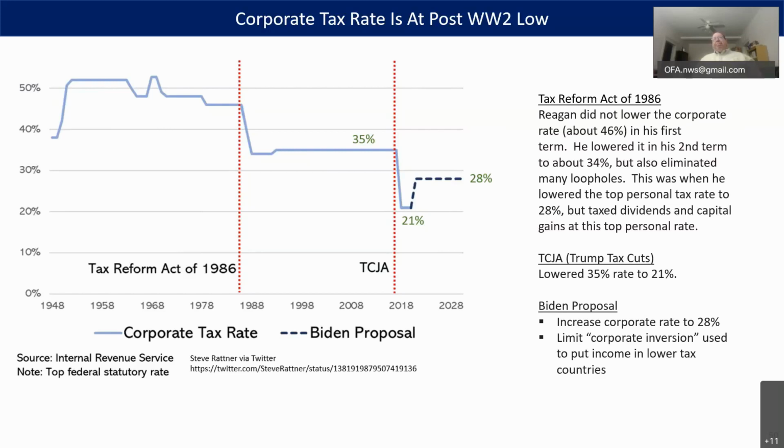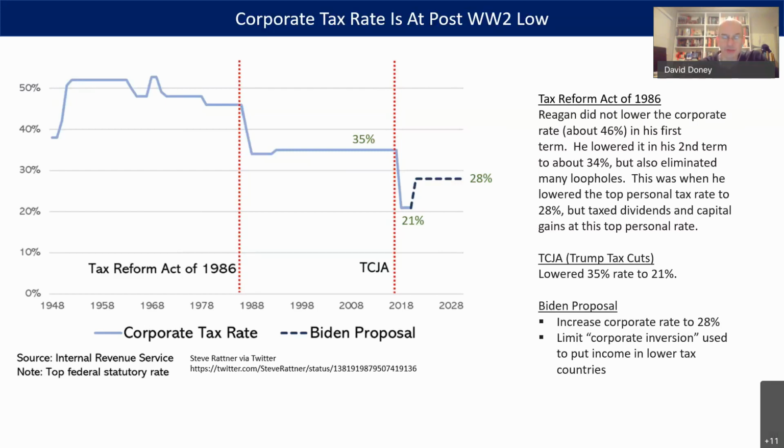Okay. Now the Tax Cuts and Jobs Act, the TCJA, the Trump tax cuts, took it to 21. Biden is proposing bringing it back to 28. You've heard some noise from Joe Manchin of West Virginia that he doesn't want to go above 25. They can negotiate that.